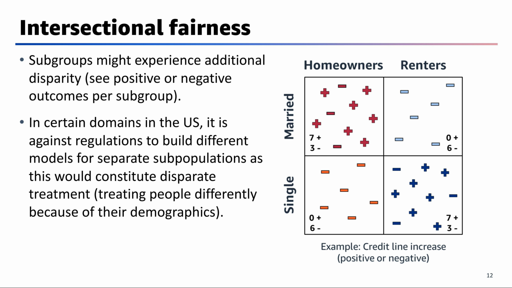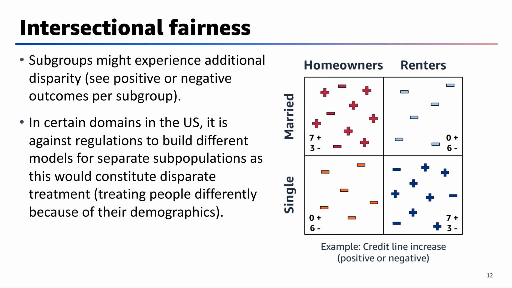group attribute. If you now overlay a second demographic variable, in this case, homeowner or renter, observe that the positive outcomes are disproportionately concentrated in different subpopulations. This example shows that different subgroups might experience additional disparity. As indicated in the chart, the married renters group has 0 positive outcomes and 6 negative outcomes.